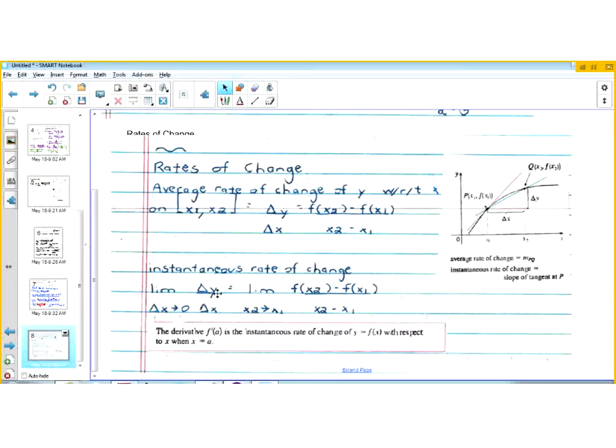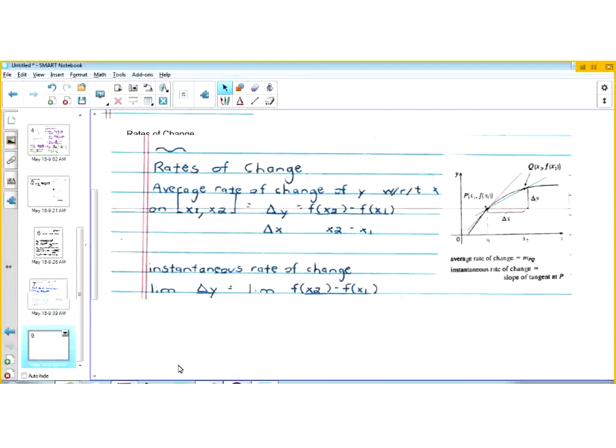So the instantaneous rate of change then is, well, the limit as delta x approaches 0 of delta y over delta x. This is the classical Newtonian definition of instantaneous rate of change. And then we can translate this formula in terms of x1, in terms of the abscissas of P and Q. So as the abscissa of Q approaches the abscissa of P, we get f of x2 minus f of x1 over x2 minus x1. And then finally, we get an alternative definition. The derivative f prime of a is the instantaneous rate of change of y equals f of x with respect to x when x equals a. All right, so there we go again, a duplication of definitions.